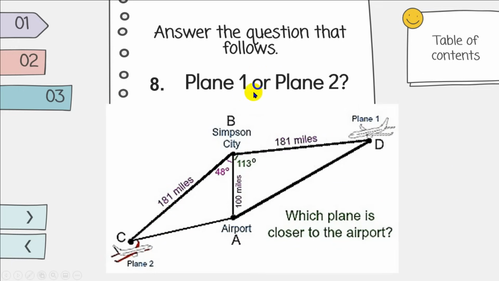Number 8. So, we have plane 1 and plane 2. So, which plane is closer to the airport? So, this is the airport. Then, 181 miles ang layo nila pareho sa Simpson City. So, refer to the angle. So, SAS ulit, inequality or the Hinge Theorem ulit ang gagamitin. Alin daw ang mas malapit na plane sa airport? Is it plane 1 or plane 2?